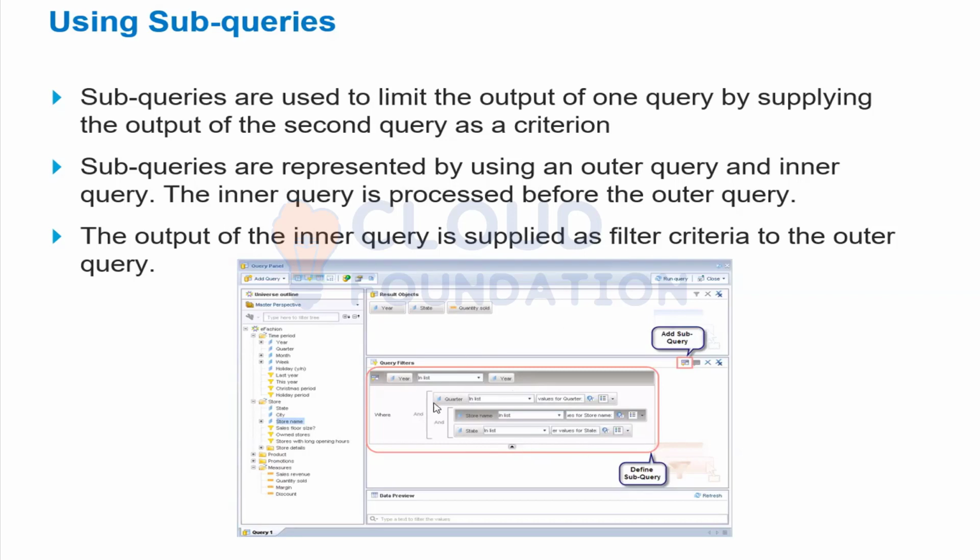The inner query is processed before the outer query. Here, as we have this where condition, first it will process and get the required output, and then the outer query will process by matching this with the where condition. The output of the inner query is supplied as filter criteria to the outer query. So whatever the output is here, that year value is supplied as the filter criteria for the outer query.